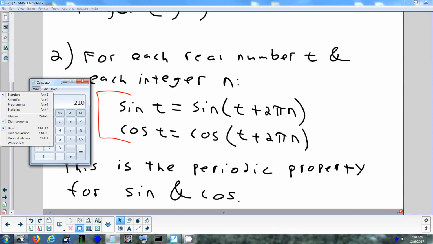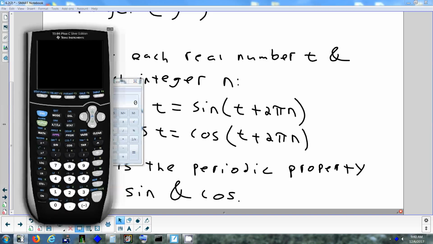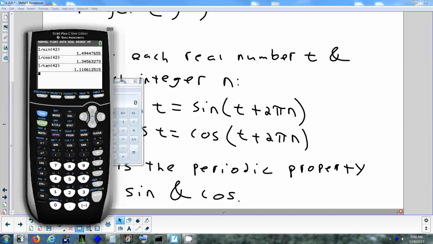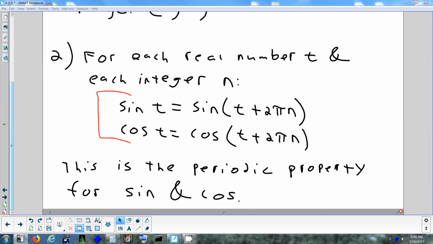So if I wanted you to take, actually let's do it on here, the sine of, I don't know, 400. Well, you can do it that way, or you could just take the sine of 40. It's the same thing. I subtracted 360. So adding and subtracting multiples of 360, 2 pi times 1, 2 pi times 2, any number of multiples you want will always result in the same answer. And that's called the periodic property. Periodic means repeating.